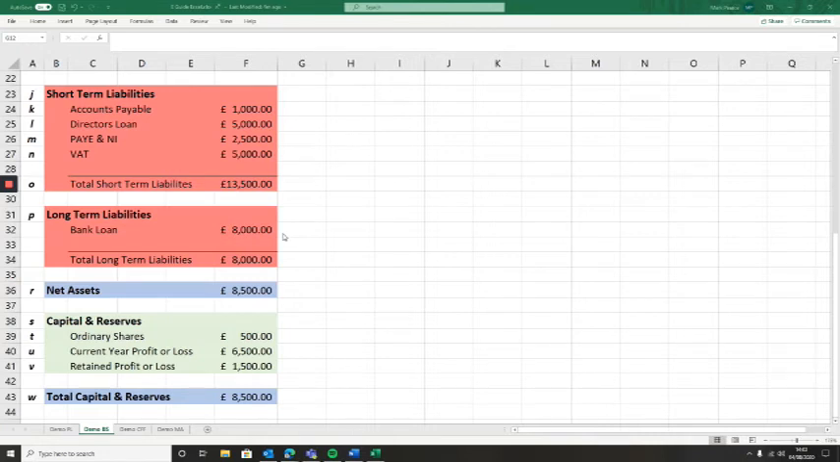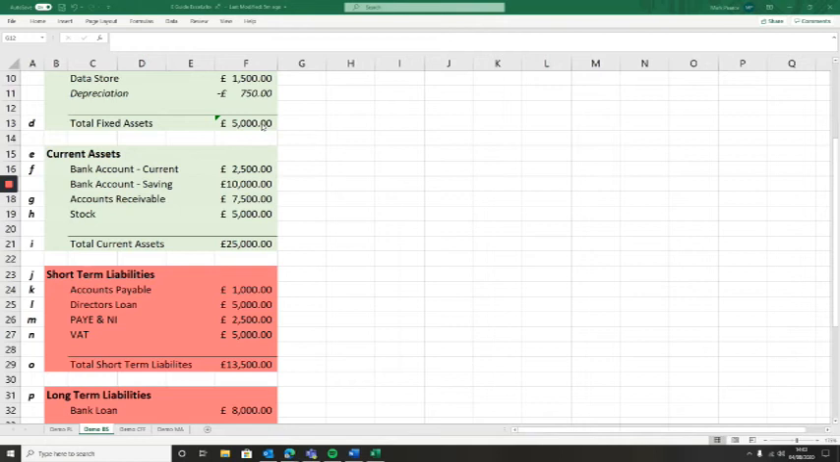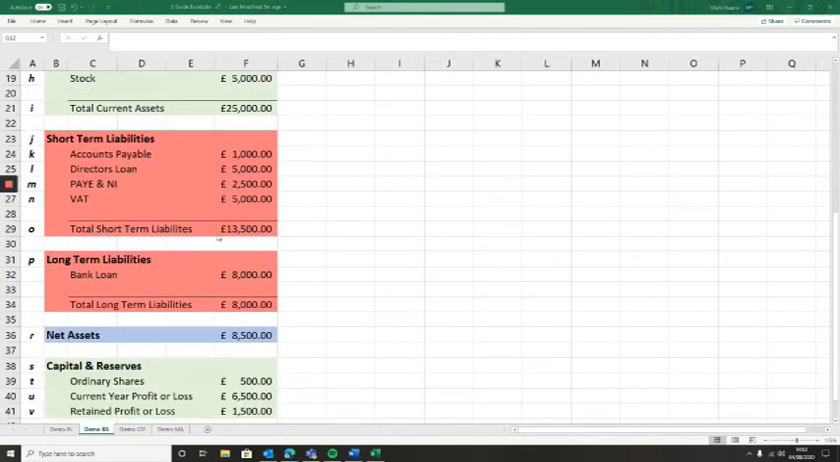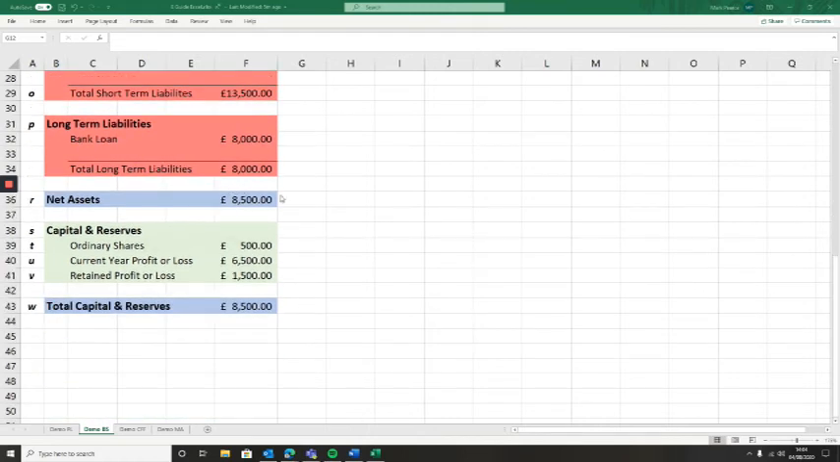You then have long-term liabilities. These are normally items that you owe that are more than a year. So in this example, we have £8,000 still left to pay on a bank loan. So what we do is we add the 5,000 and the 25,000, and you minus the 13,500 and the 8,000, and you get to this figure, which is, if you sold everything up at the end of next month and nothing else happened after today, this is what you should be left with.